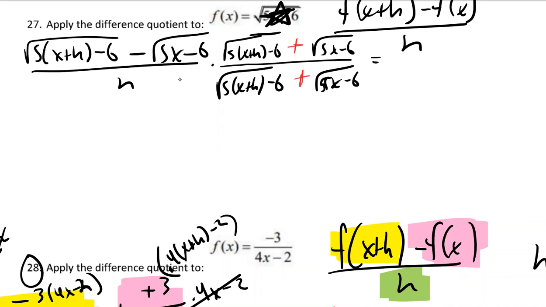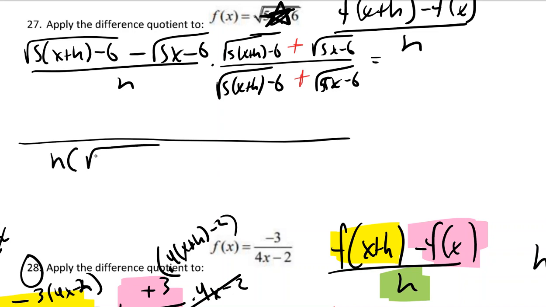And then it looks really messy, but the next step is just multiplying fractions. Denominator times denominator. There's not much we can simplify with this. It's h times this stuff, so I wrote h times that stuff. But when you multiply your numerators, anytime you multiply something by its conjugate, a lot of stuff is going to cancel out.